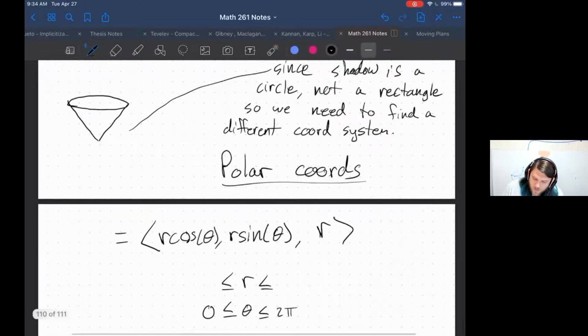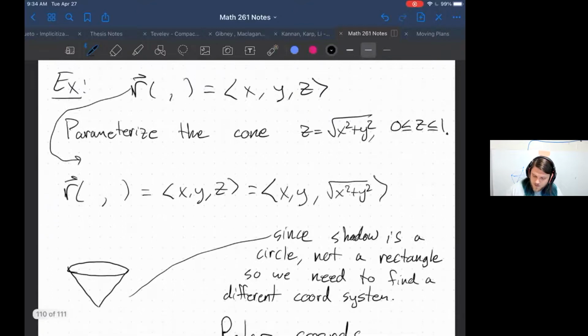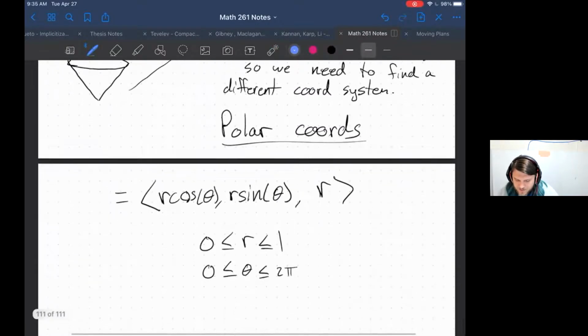And then we need our r bounds. You could get this one of two ways. You could look at the shape and say, well, this shape goes from 0 to 1. That's the idea here. Or you could come back up to here and see that z is actually equal to r. And so you can plug that into the z bounds that you had here. Since z is equal to r in this case, and z is between 0 and 1, then r should be between 0 and 1.